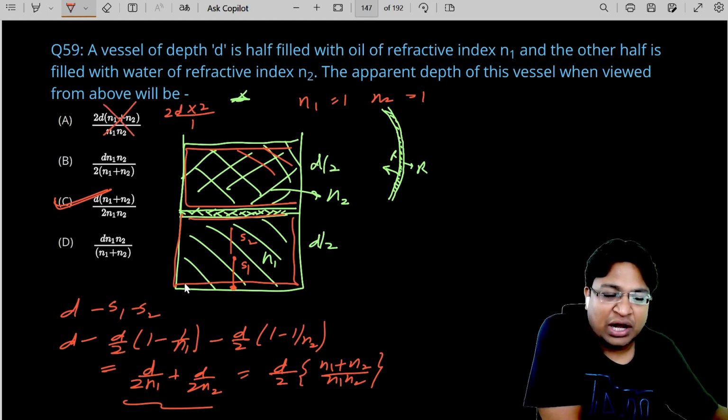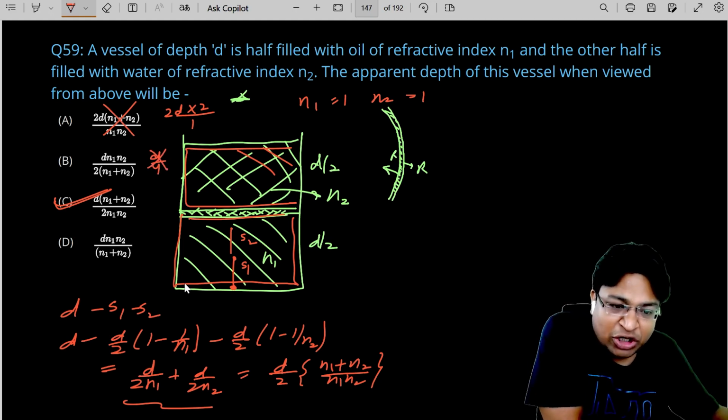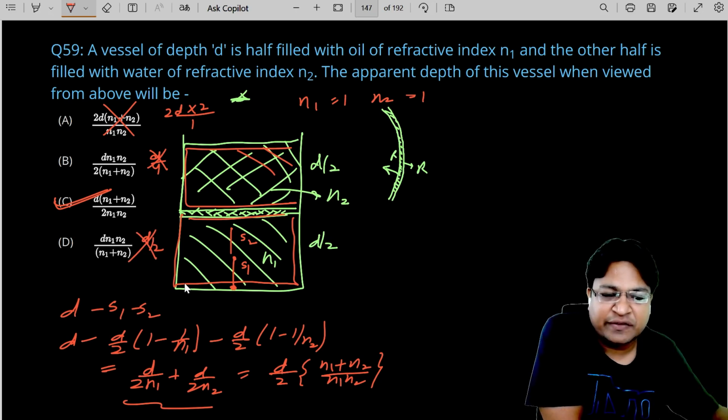So this is wrong. If I try that with the second option, I end up getting D into 1 divided by 4. So that gives me D by 4. So again, this is wrong. The D option gives me D into 1 upon 2. It gives me D by 2. So again, this is wrong. The C option gives me D into 2 divided by 2. So that gives me D. So therefore, this is correct.